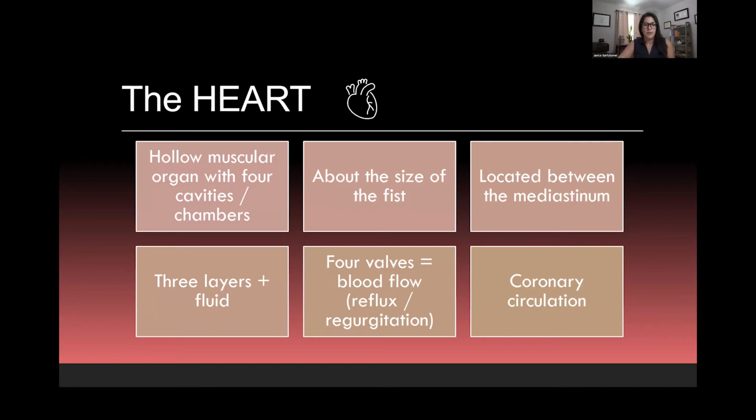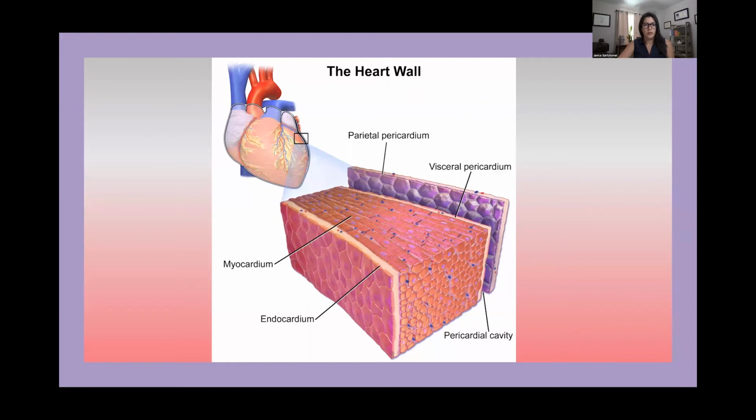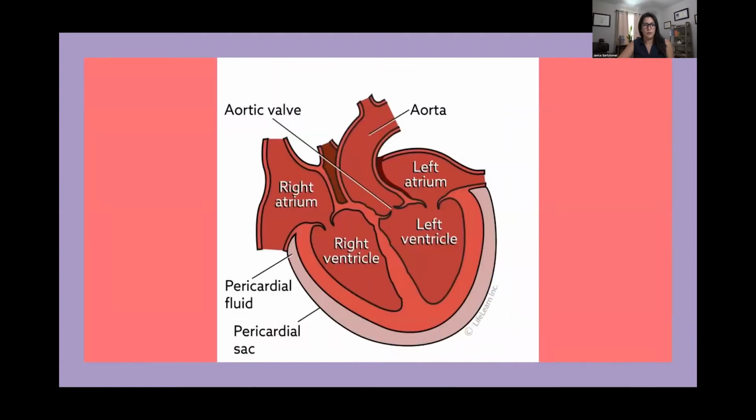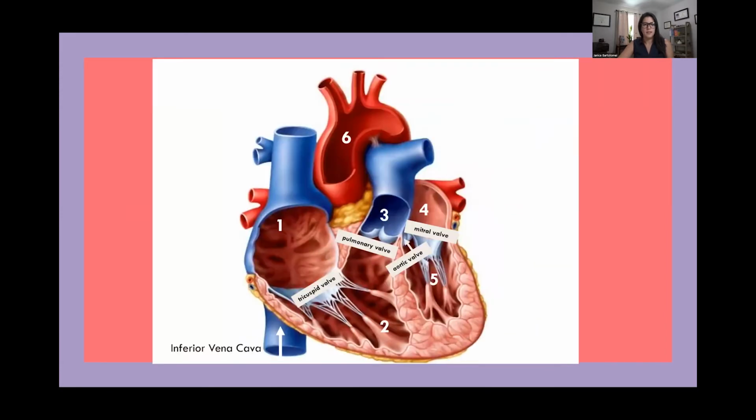So anyways, that's just a brief review. Here are the layers kind of in between the muscle. Then you have your right atrium and your ventricles, in a show of how the fluid kind of cushions that muscle. And this is kind of the flow, how everything goes.